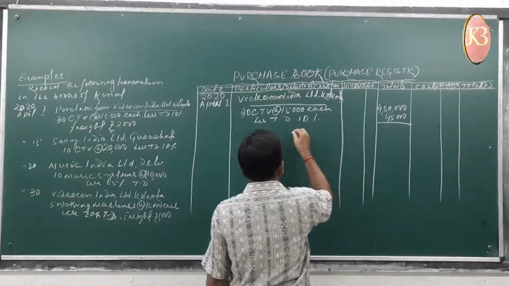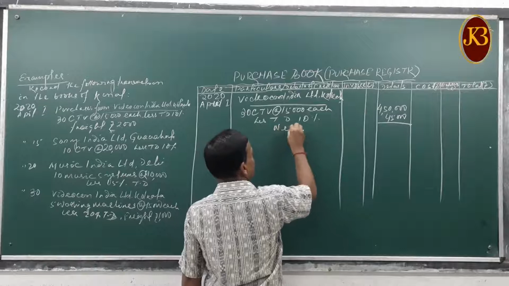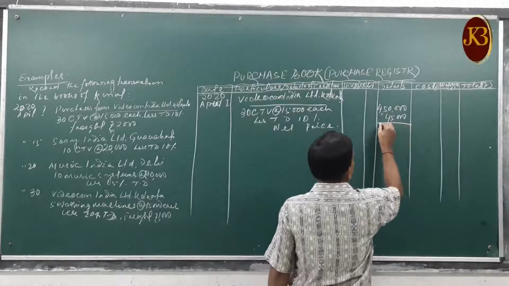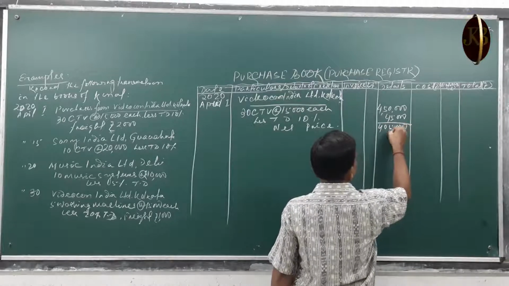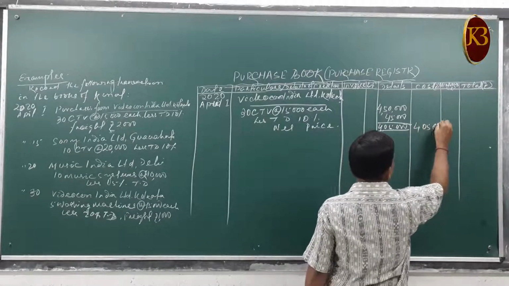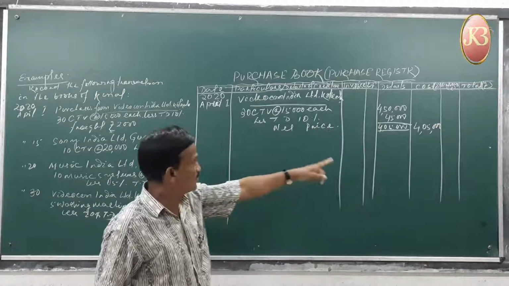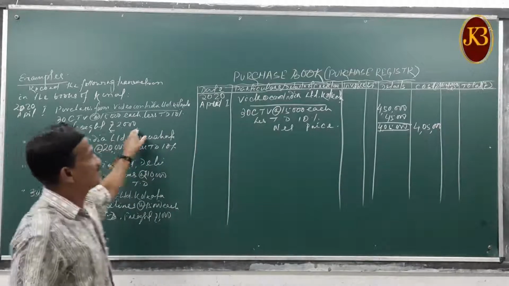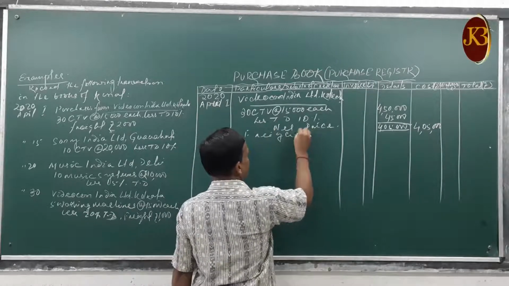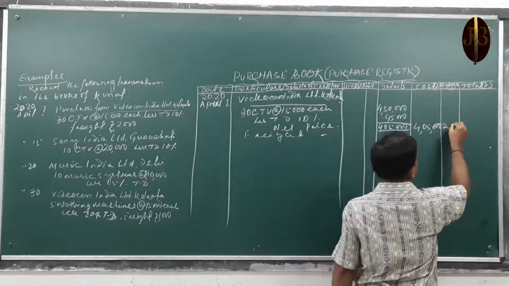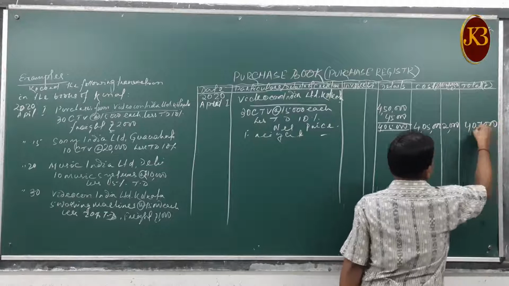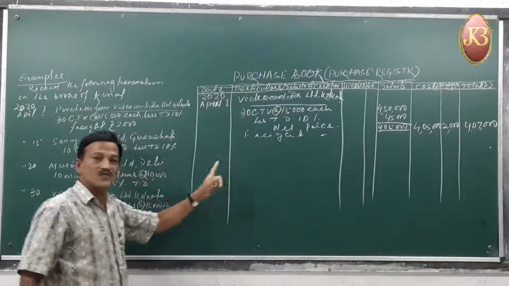Then the net price is 4,05,000. So the first column will show 4,05,000. This is how it is to be recorded. Then freight charges are 2,000. Total amount 4,07,000. So this is how the amount is to be recorded.